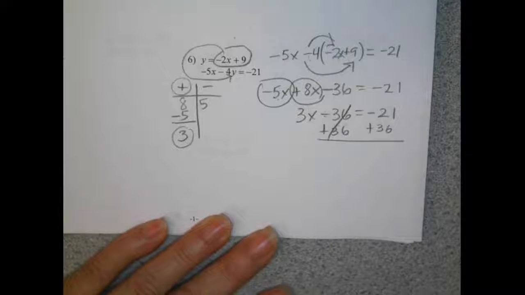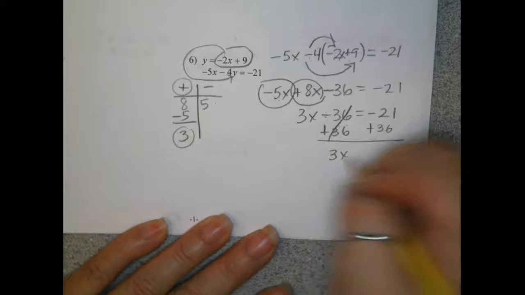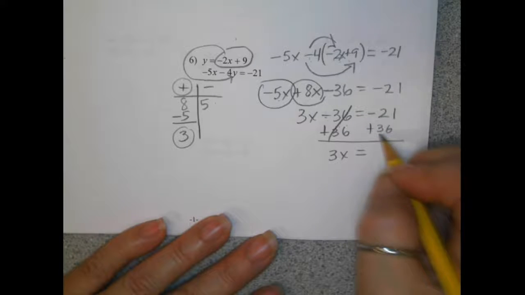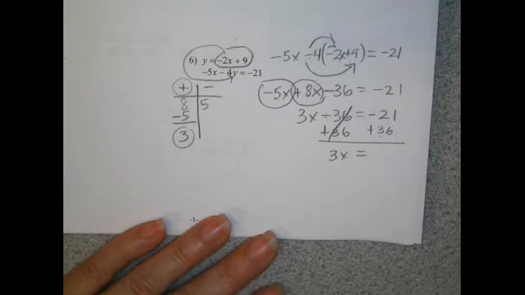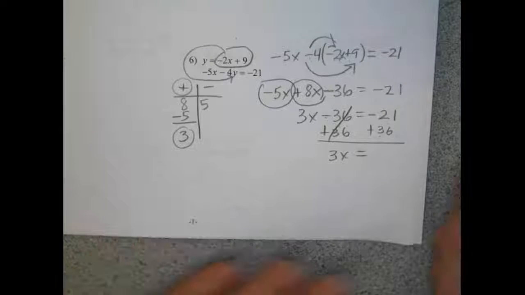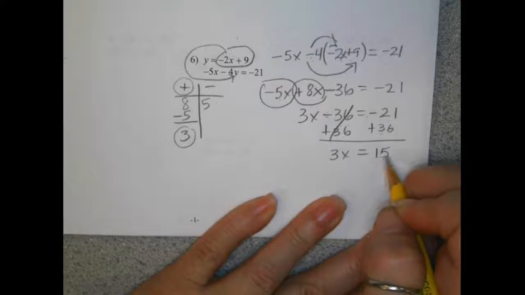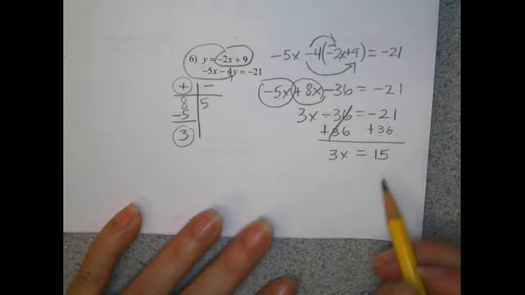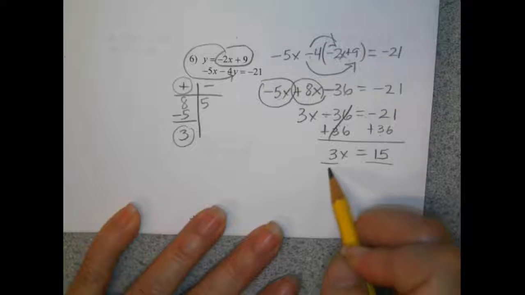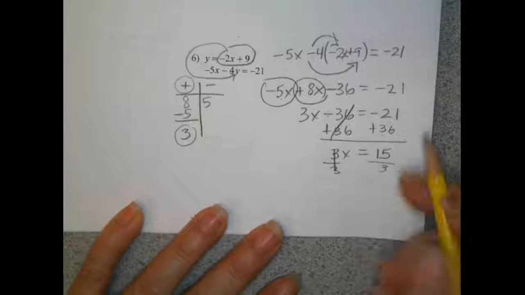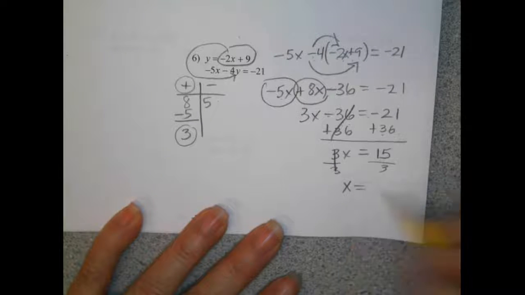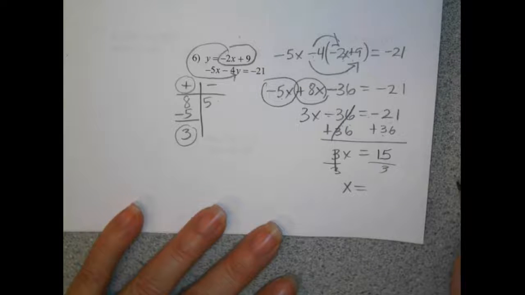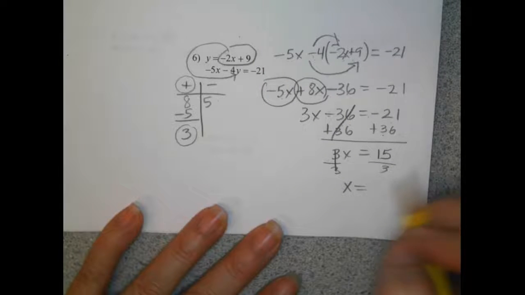That becomes 0. Bring down my 3x. So 36 minus 21. What? 36 minus 21. 18. Close. And then finish it off by doing what? Dividing both sides by what number? 15. By 3. So x is equal to what? 15 divided by 3 is 5.